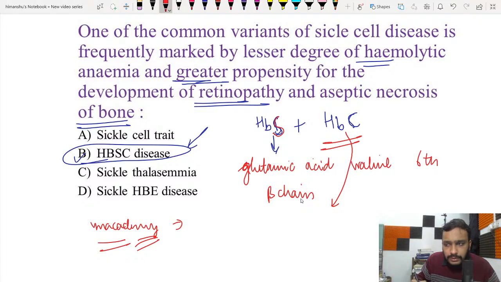Now in HbC, the glutamic acid is replaced by lysine at the sixth position of the beta chain. Okay, good.